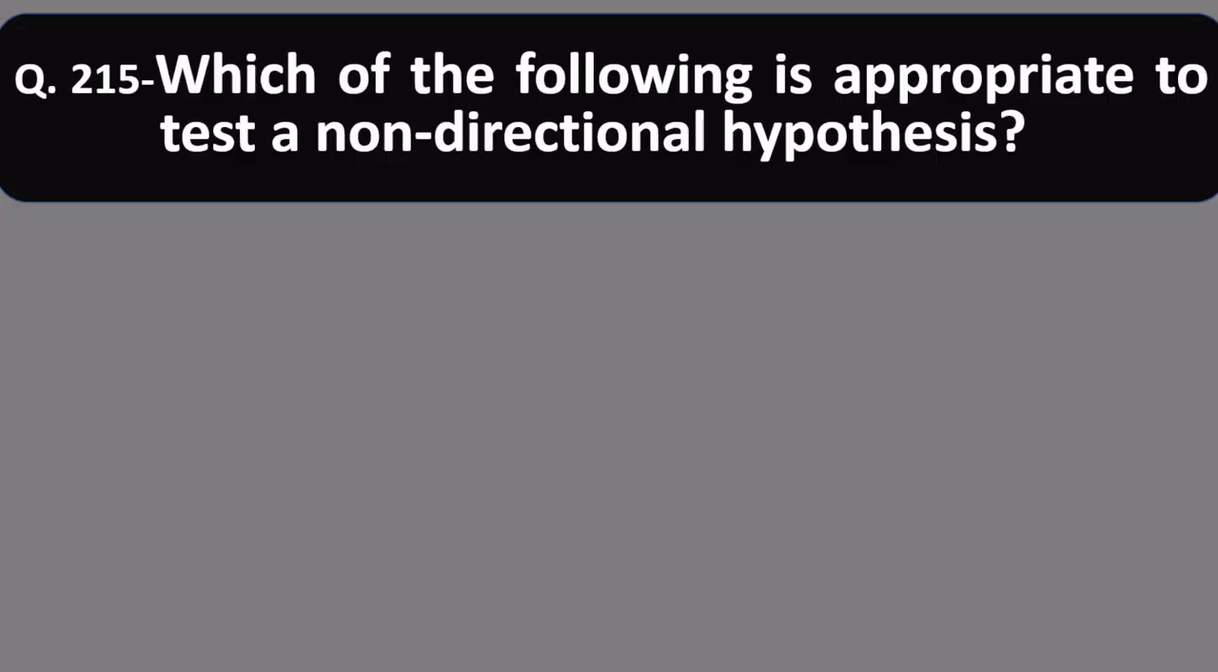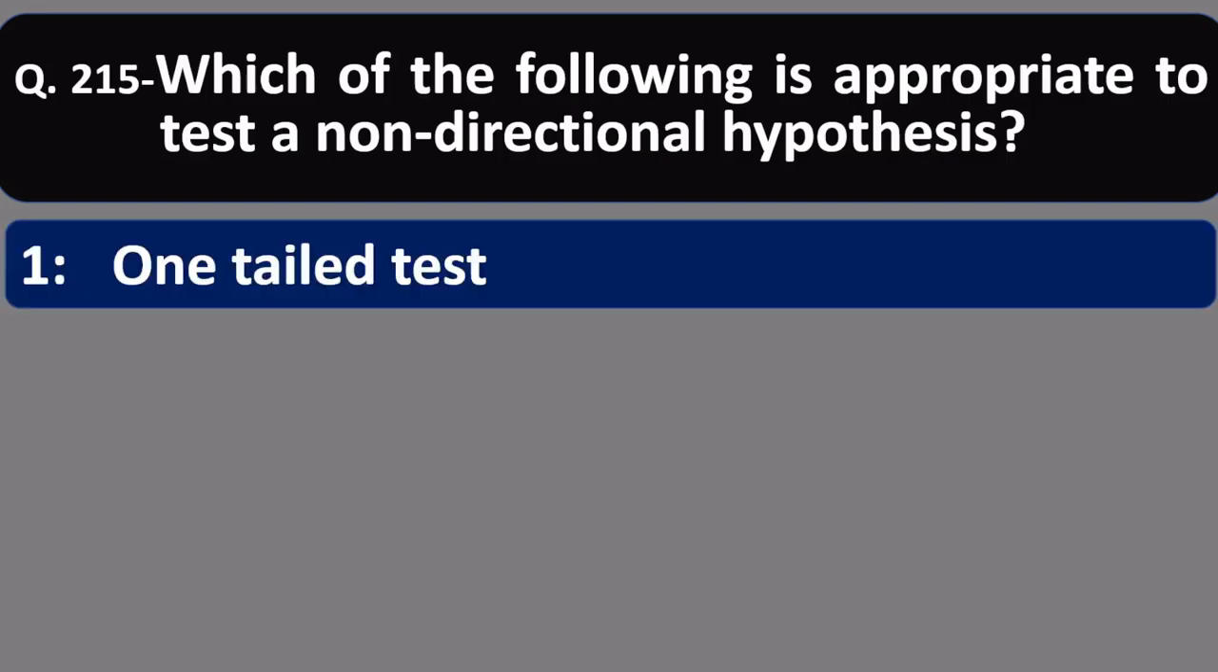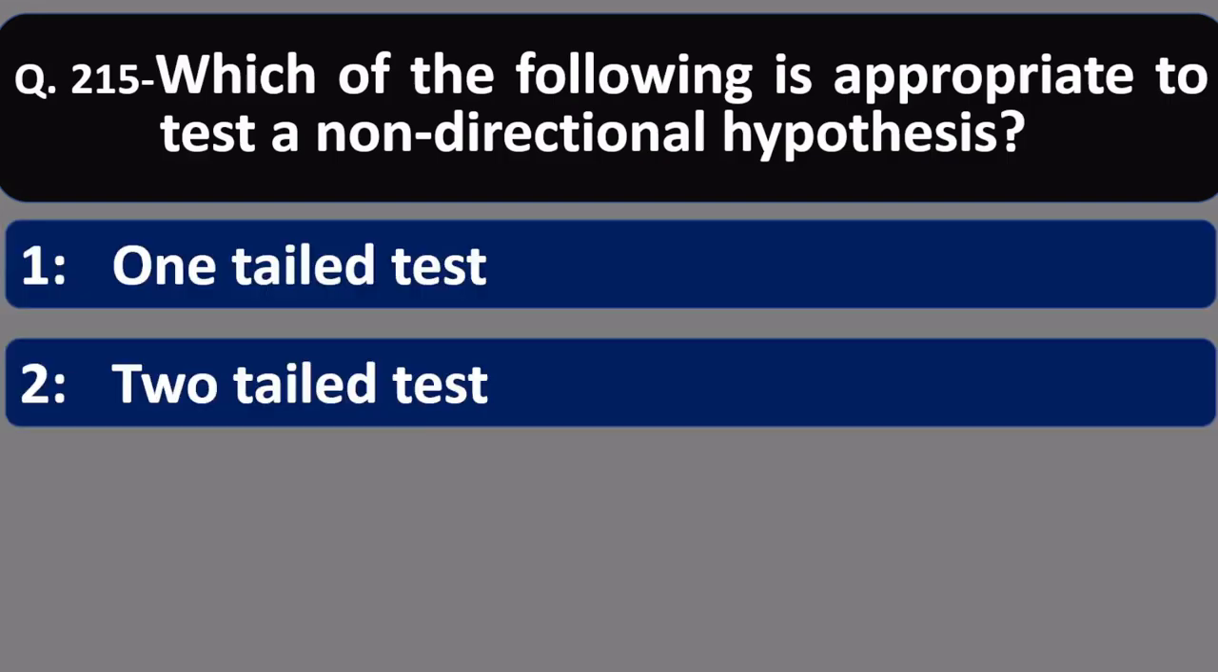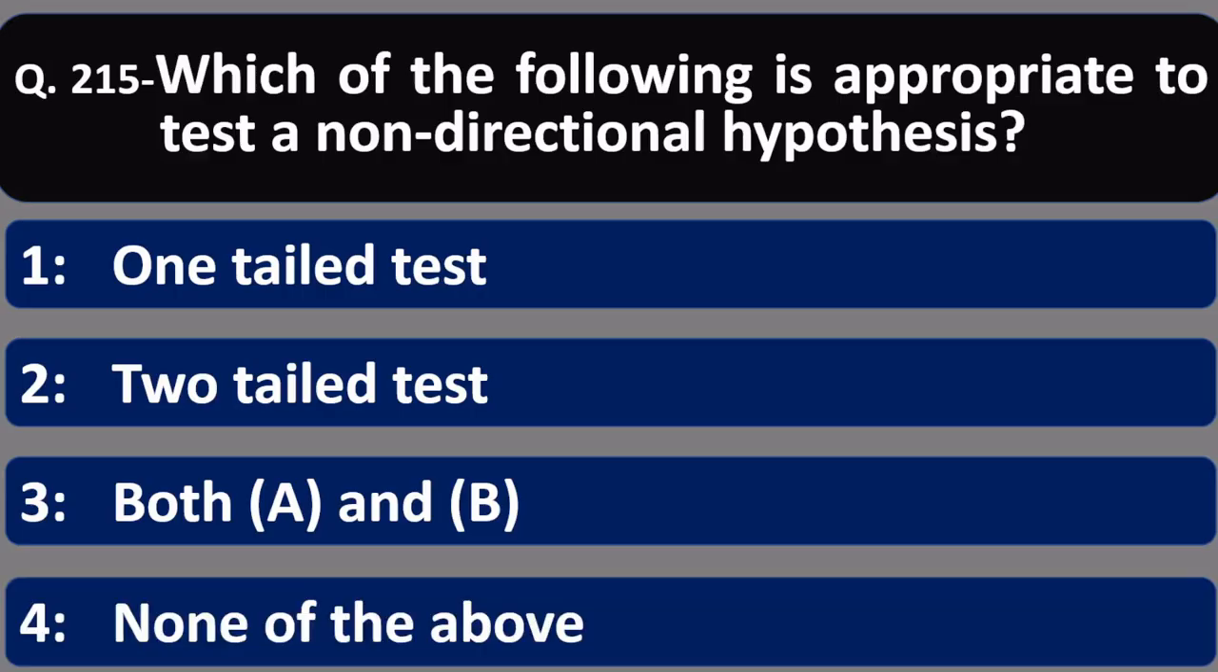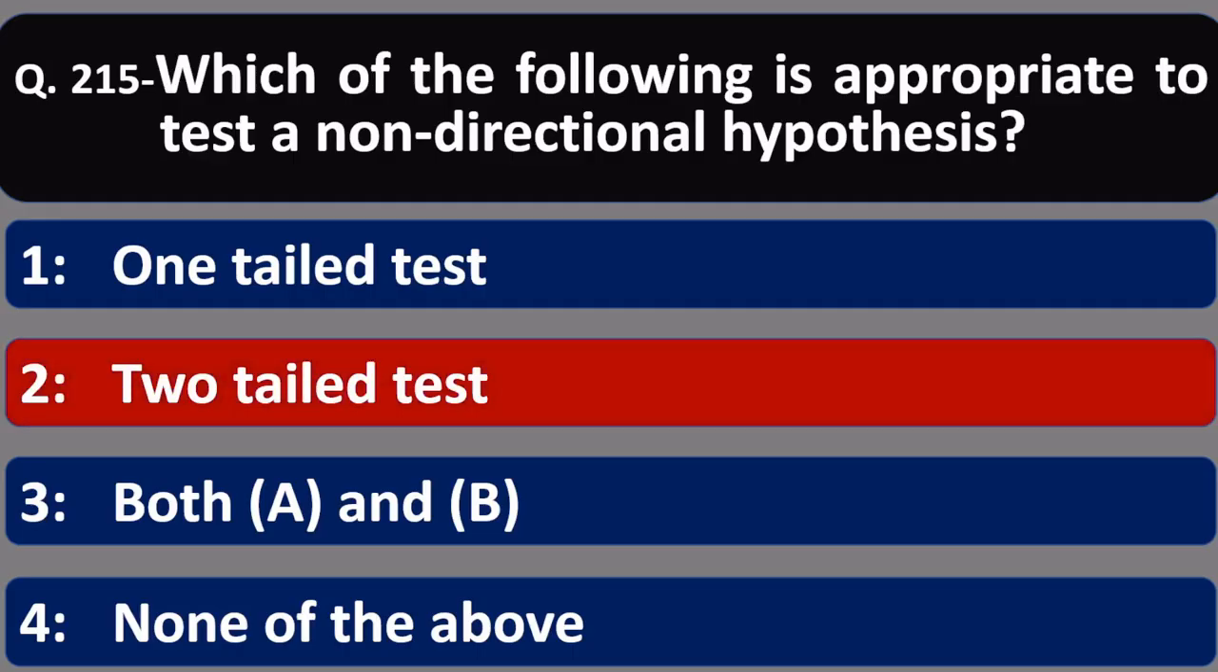Question number 215. Which of the following is appropriate to test a non-directional hypothesis? One-tail test, two-tail test, both A and B, 4, none of the above. Friends, the correct answer is two-tail test. Null hypothesis is always a non-directional hypothesis, and then we use the two-tail test. In directional hypothesis, the one-tail test is used.